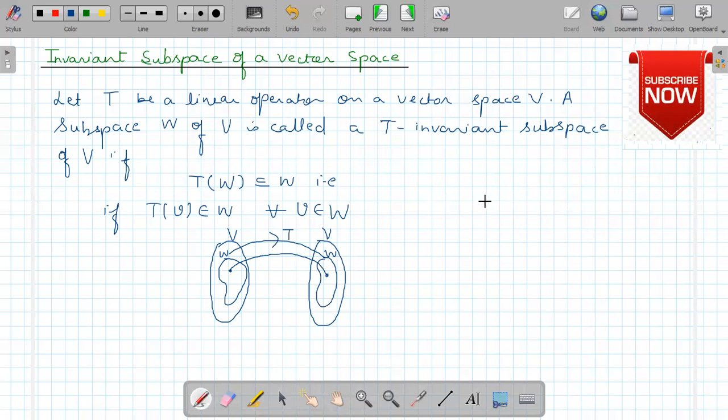Very trivial examples of invariant subspaces are the singleton zero, the zero vector, and the vector space V itself. These two are trivial invariant subspaces of the vector space V. How? If you find the image of the zero vector, that will be zero by the property of a linear operator, and this belongs to this set itself. So T0 is 0 by the property of a linear operator, and 0 belongs to this zero set. Zero is nothing but the zero vector. So zero is an invariant subspace.